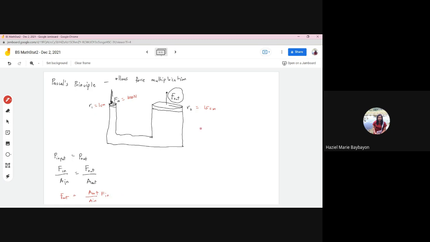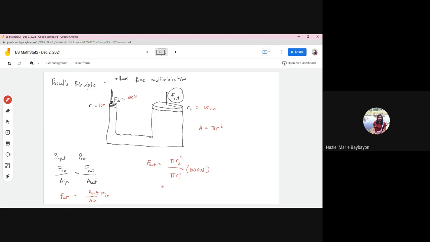So from this, the area of a circle is pi r squared. So area is equal to pi r squared. Therefore, F out for this particular example is pi r sub 2 squared divided by pi r sub 1 squared, and then multiplied by the input force, which is 1,000 newtons.